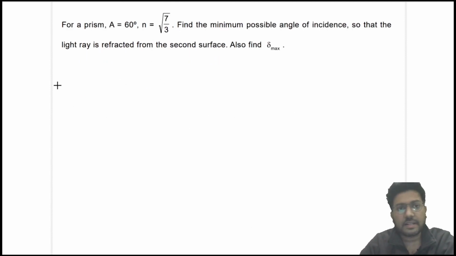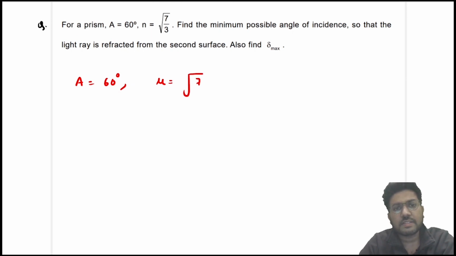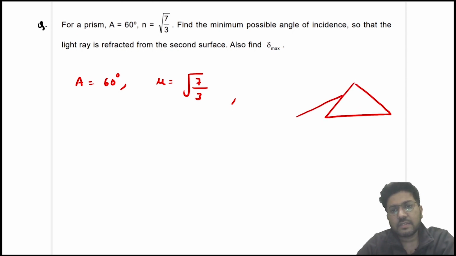If you write it in radian, you will write 2 into pi by 180 radian, because 1 degree is pi by 180 radian. In this question it is given to you that for a prism the angle of prism is 60 degree and the refractive index is root over 7 by 3. Then find the minimum possible value of angle of incidence so that the light ray is refracted from the second surface. Okay, also find value of delta max. Listen carefully here. Basically this is nothing but the question of grazing emergence. What they are saying is find the maximum value of I for which there is grazing emergence.